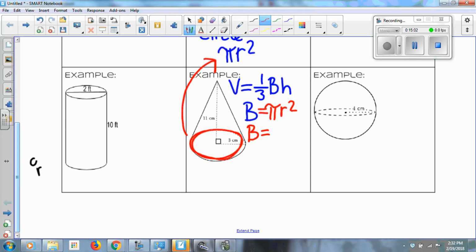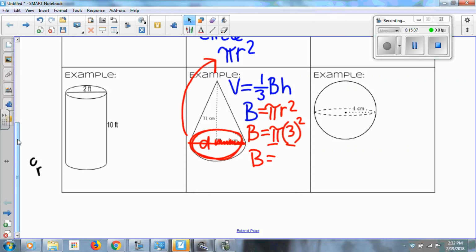It equals pi times r, which is your radius. So just like in our cylinder, the whole way across your circle is your diameter, the long word. Radius is a shorter word. So radius is half your way across, which they said is 3 centimeters. So we're going to plug in 3 for your radius and square it. Okay, so that's how we're going to solve for big B. Pi times our radius squared. And now we can just type that into our calculator.